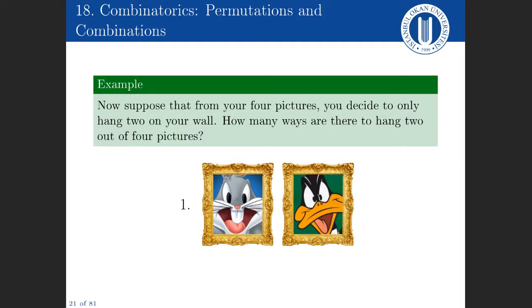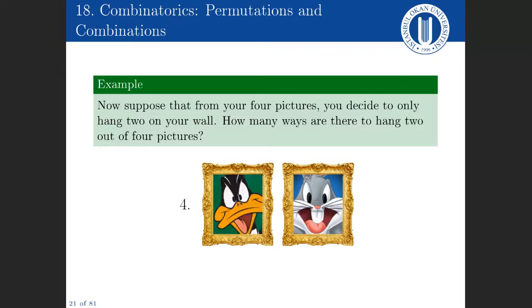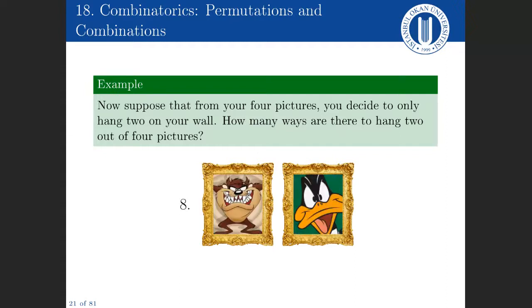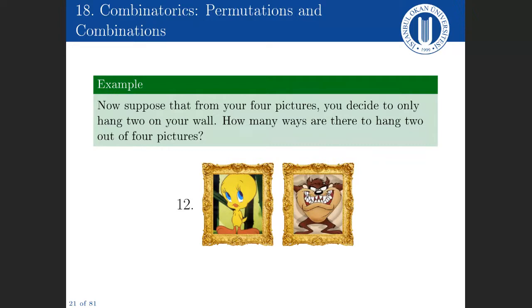Now let's suppose we still have the same 4 pictures, but we only want to hang 2 of them on the wall. How many different ways are there to hang 2 out of the 4 pictures? This time I'm going to list them all. We could do Bugs and Daffy, Bugs and Taz, Bugs and Tweety, Daffy and Bugs, Daffy and Taz, Daffy and Tweety, Taz and Bugs, Taz and Daffy, Taz and Tweety, Tweety and Bugs, Tweety and Daffy, or Tweety and Taz. In fact, there are 12 ways to hang 2 pictures out of 4.